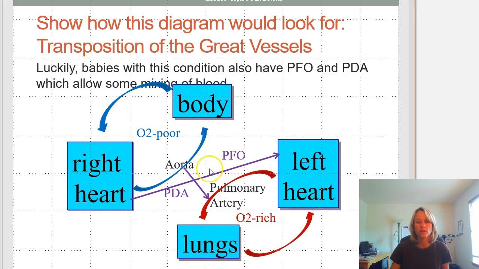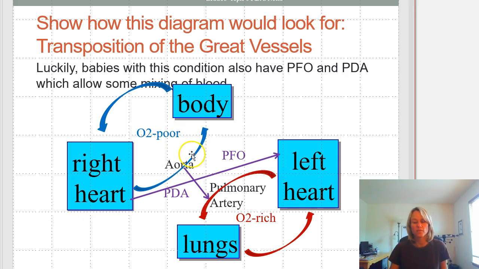So with this defect, the ductus would stay open, allowing some mixing of blood between the aorta and the pulmonary artery. And the foramen ovale would remain open, allowing some mixing between the right heart and the left heart.